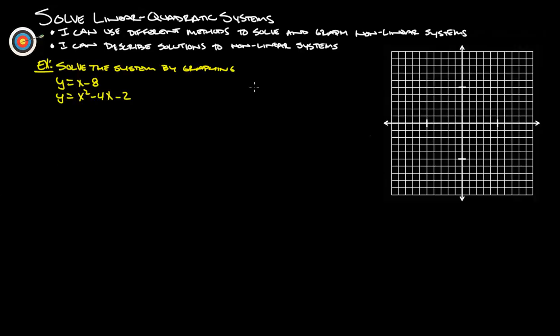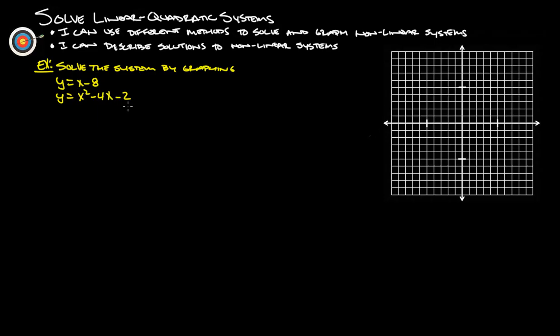We're going to first solve the system by graphing, and we got y equals x minus 8 and y equals x squared minus 4x minus 2. So graphing the linear part, not too bad. Graphing the quadratic, a couple ways to do it. We're going to do it by completing the square, because we just have recently done completing the square. So we're going to put it into vertex form by completing the square.